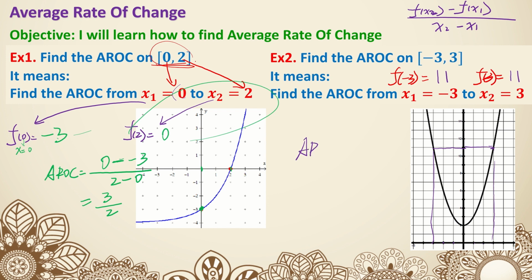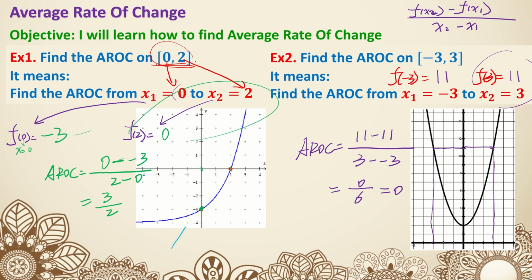Let's find the AROC. 11 minus 11, the second pair subtracting the first pair, the bottom is 3 minus -3, which is 6. So 0 over 6, which is 0.